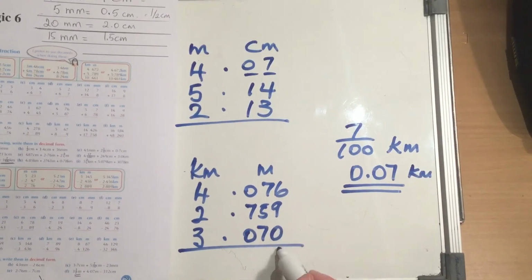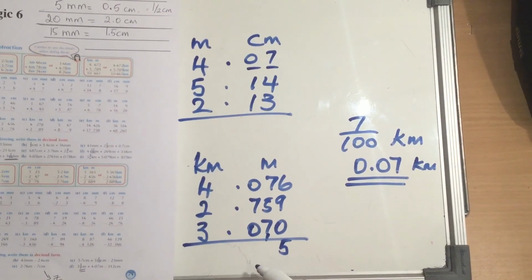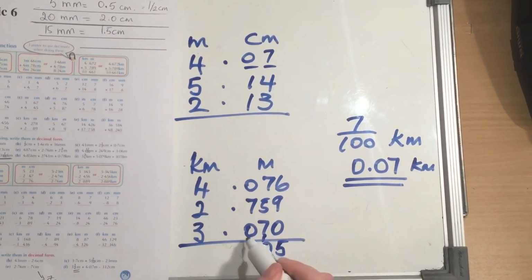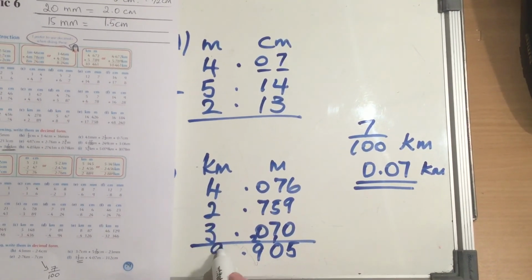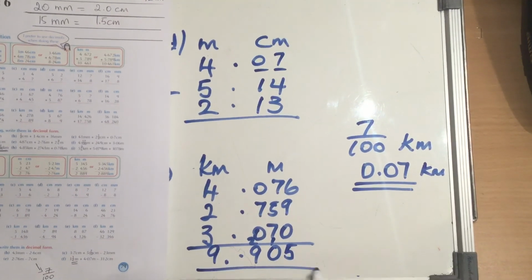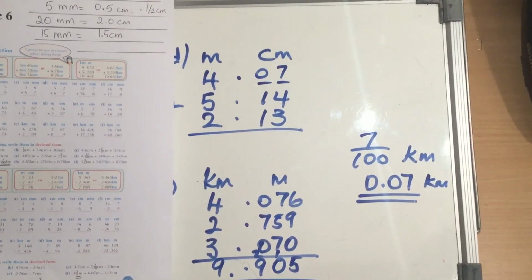So 9 and 6 is 15. 7, 1 is 8 and 5 is 13 and 7 is 20. 2 and 7 is 9. 3 and 2 is 5 and 4 is 9. 9.905.